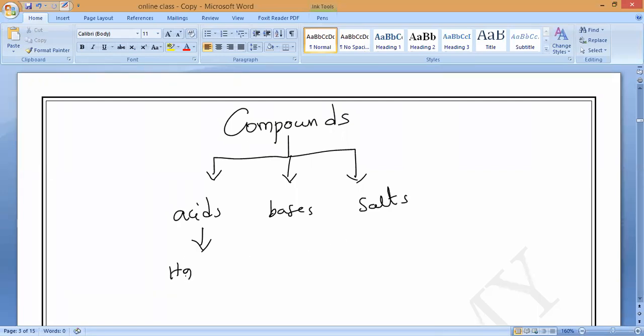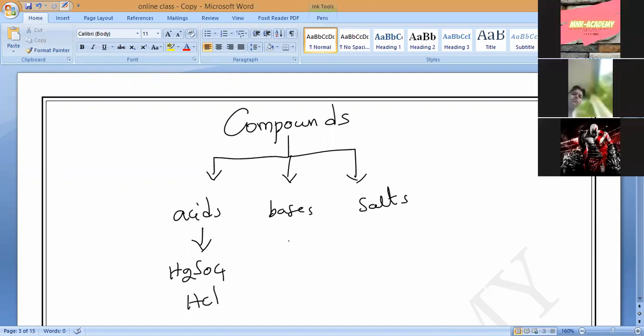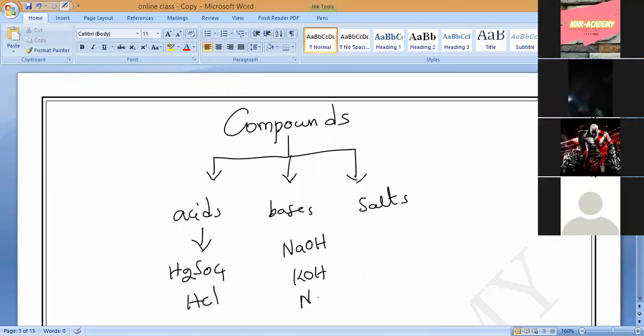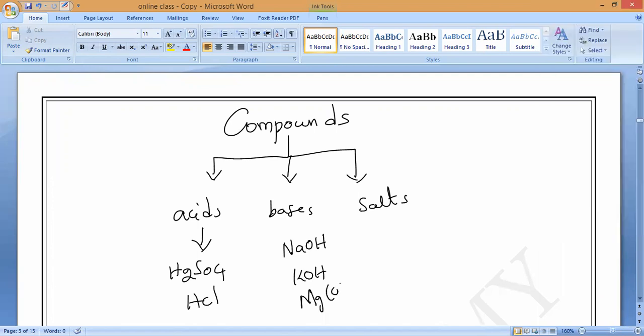Just one example I will give you. For acids, you can take sulfuric acid, H2SO4, or hydrochloric acid. For bases, you can take sodium hydroxide, potassium hydroxide, magnesium hydroxide, Mg(OH)2, calcium hydroxide, Ca(OH)2. Sir, why is it twice here? I will say, next chapter we will study; it depends upon the valency. Okay? That is salts.